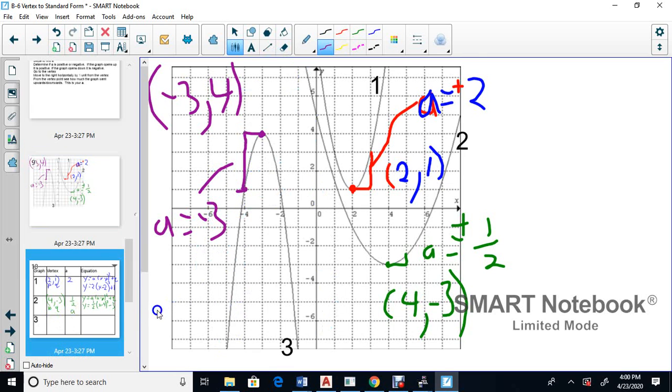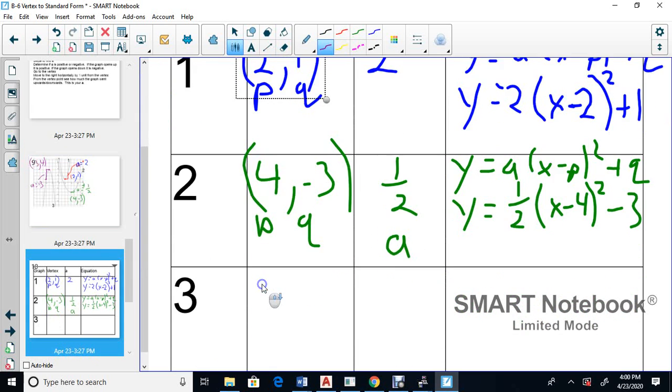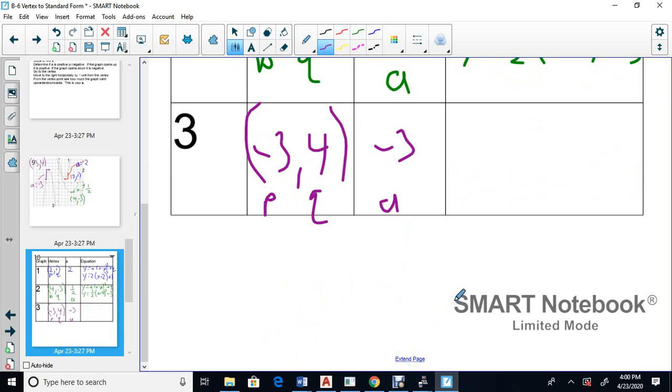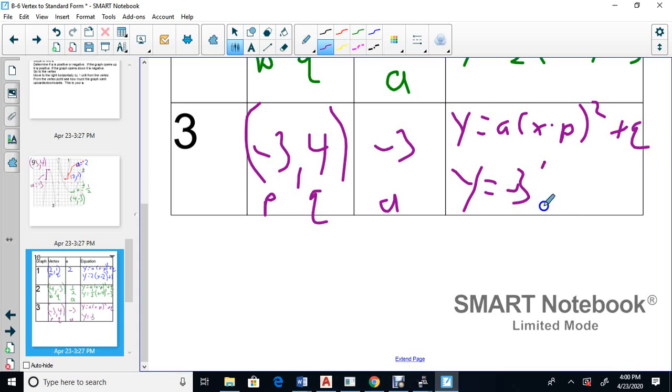Okay, let's put it in: negative 3, comma 4. First time we have a negative for the P, so P, Q. Our A is negative 3. I'm going to extend the page here a little bit. I'm going to use that same equation: y equals A (x minus P) squared plus Q. So y equals negative 3, x minus negative 3, so it's like x plus 3. And then at the end, you add the 4.